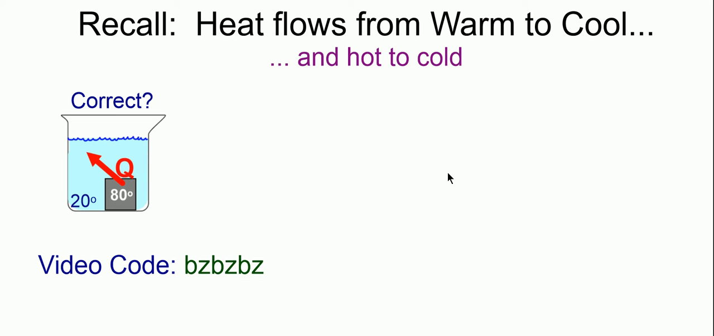I want to see if these pictures are correct. We know heat flows from warm to cool and hot to cold. So is this diagram correct? Warm and cool, heat coming out. Is that correct? It is.